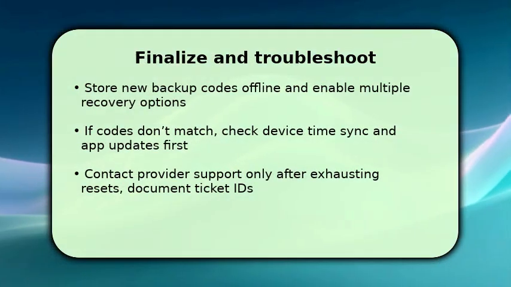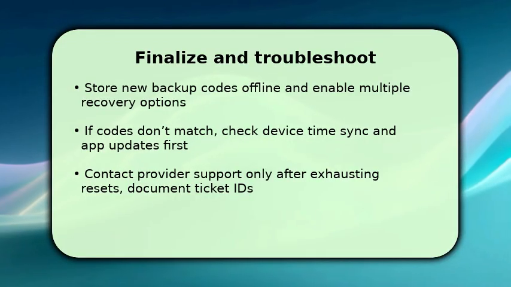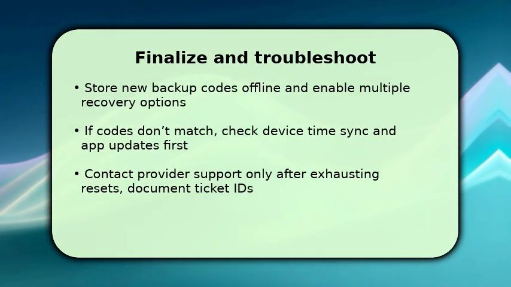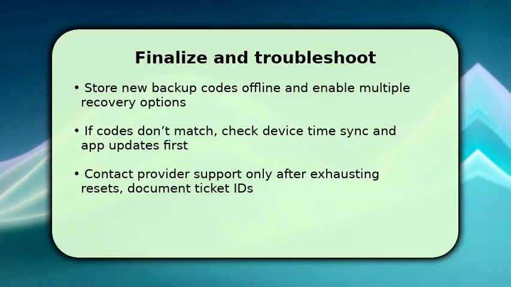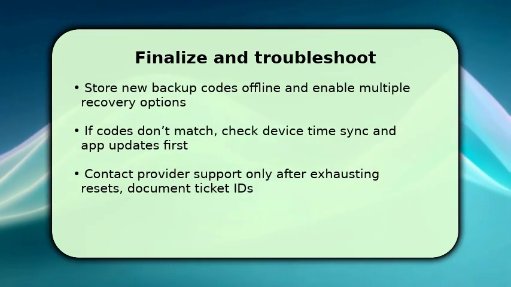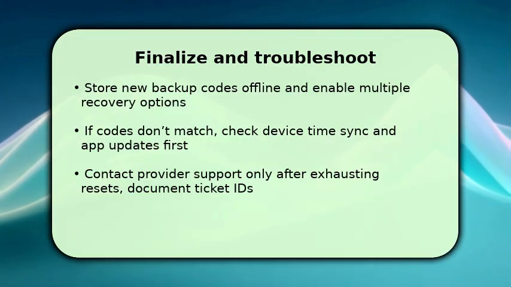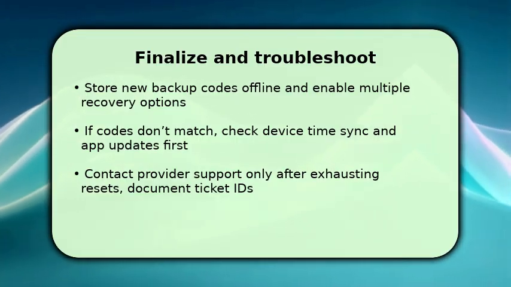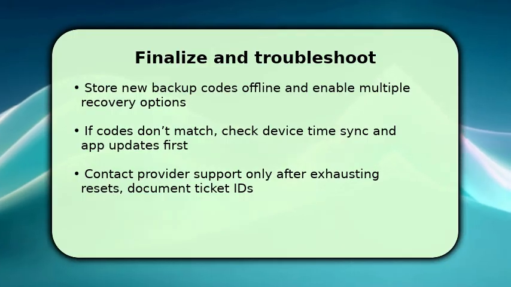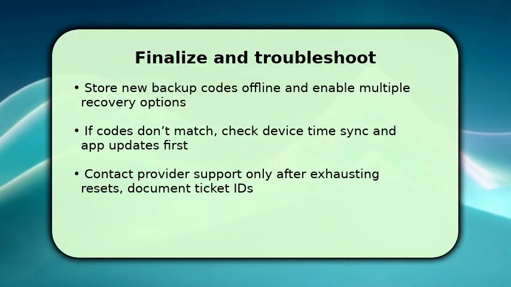Finish by saving backup codes and enabling at least one alternate recovery method like SMS or a secondary Authenticator app. Once done, test several sign-ins to confirm stability. If a code fails, first confirm your phone's time is set to automatic, then update the app and retry. Time mismatch causes most errors.